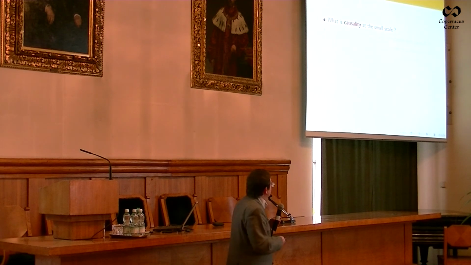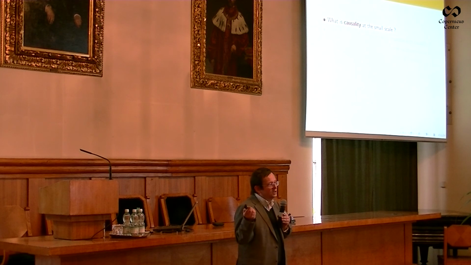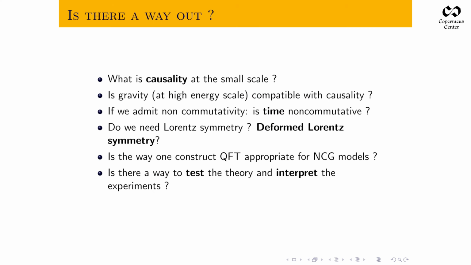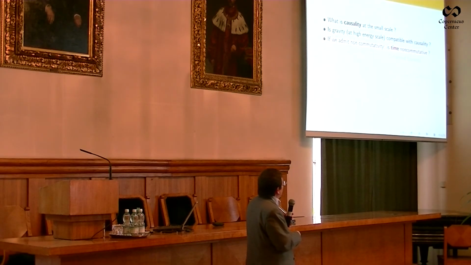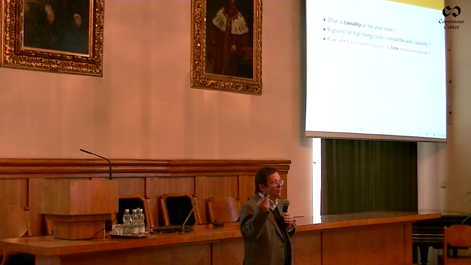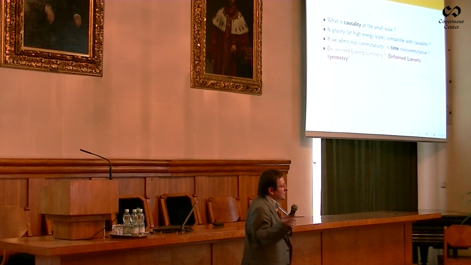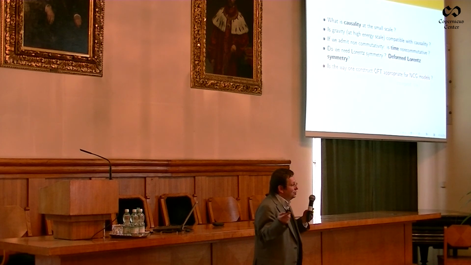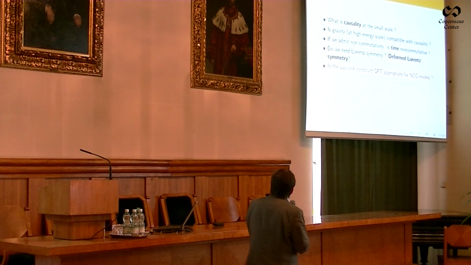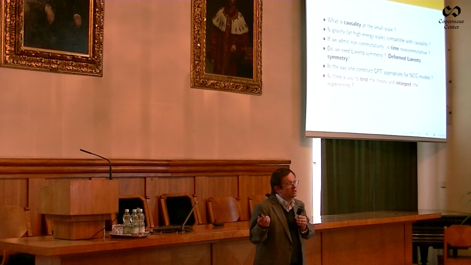There are 2 points, so is there a way out? We don't know what causality is at a small scale. So the good answer might be probably to look for causality for the quantum field theory and then do something for the other. Now, we don't know whether gravity at a high energy scale is compatible with causality. Now, if we admit noncommutativity, can we think of time as a noncommutative operator? Do we need Lorentz symmetry? Do we need deformed Lorentz symmetry? How to construct quantum field theory for noncommutative geometry? And finally, the question is the way to test it.